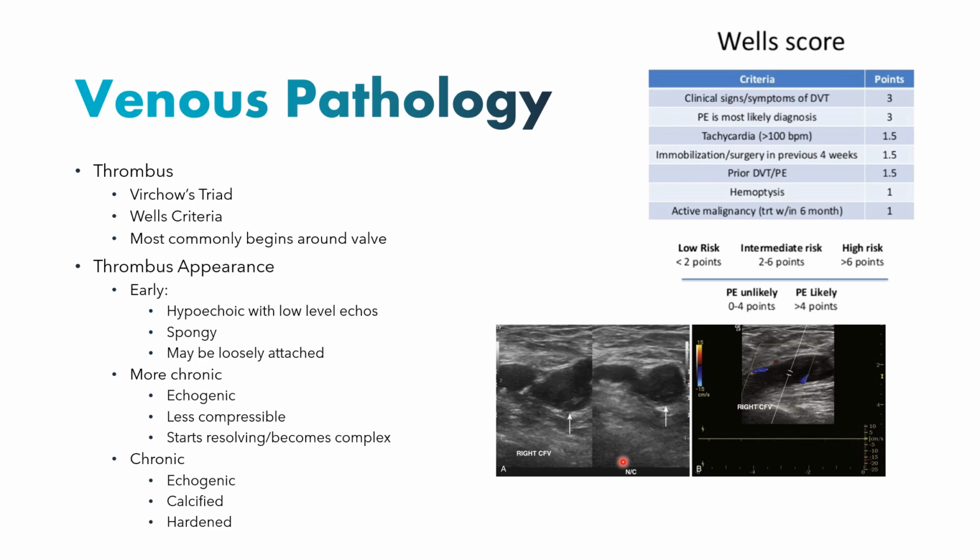And if you were to make your gain too dark or turn it too low, you would hide that. But that's where compressions come in. Now, these are also spongy. So even in transverse doing compressions, you will see them squish, but you'll never get complete coaptation of that vessel if there's a thrombus there.